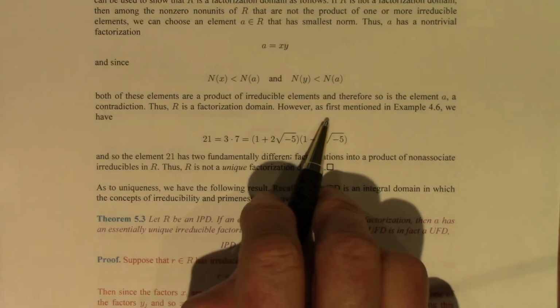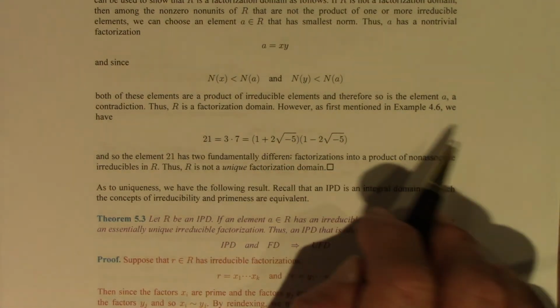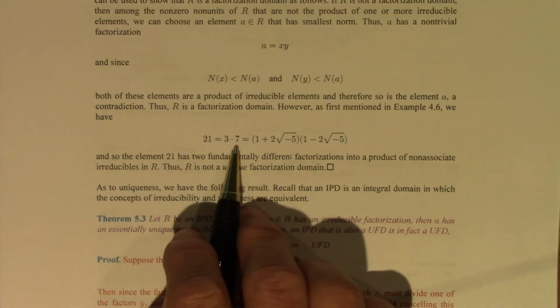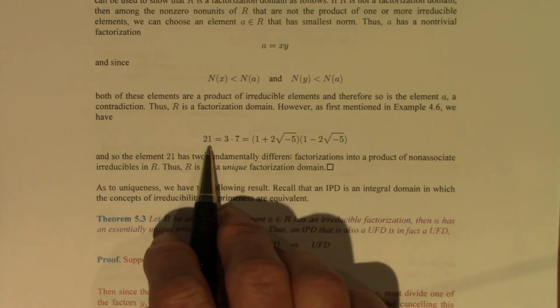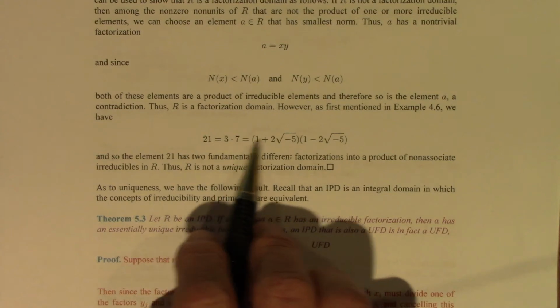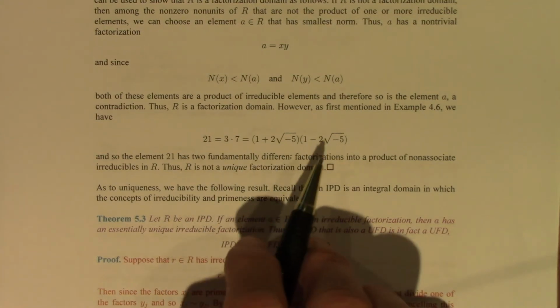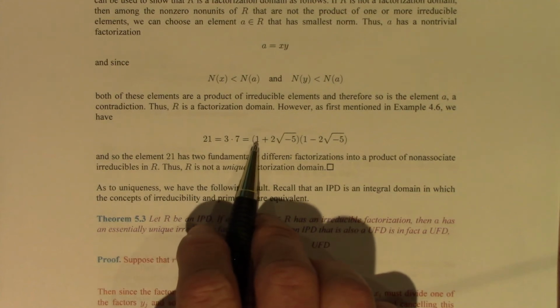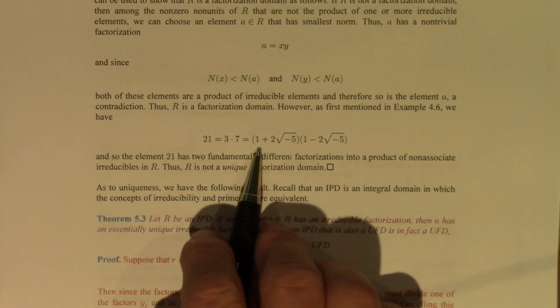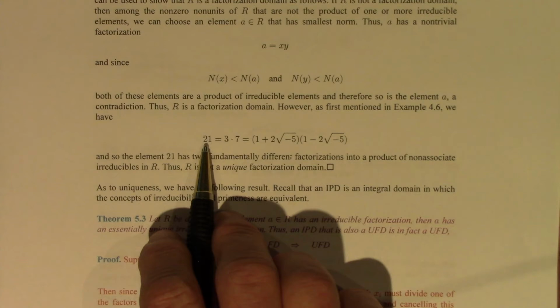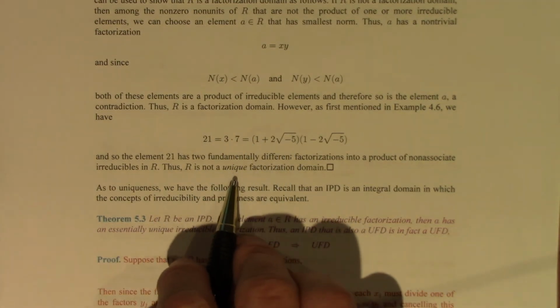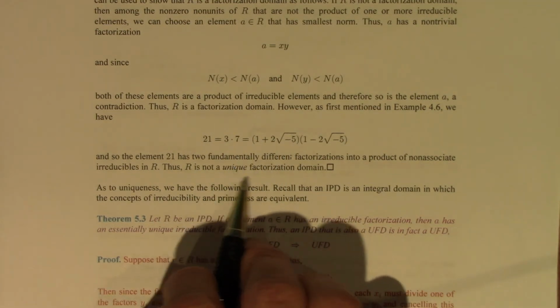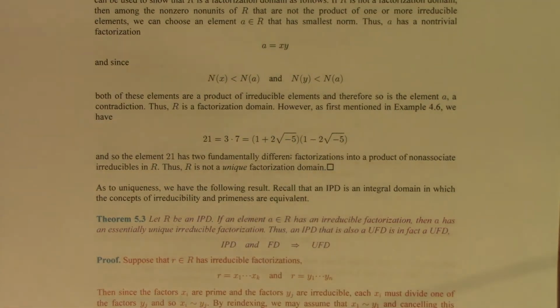But again, as we mentioned earlier, in example 4.6, we have these two factorizations of the number 21, and there are no associate pairs here. So these are essentially distinct factorizations of 21. And so R is not a unique factorization domain. It's an FD, but not a UFD.